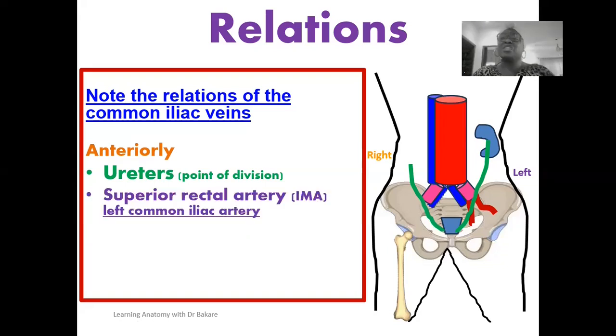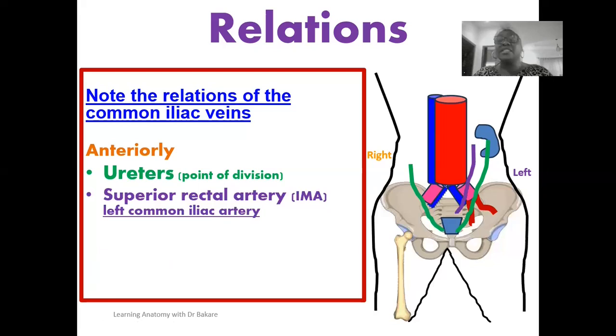Then another structure that is peculiar to the left common iliac artery is the superior rectal artery. We have the superior rectal artery here as an emergence from the inferior mesenteric artery. After it emerges, you see it descending down where it will be supplying the rectum. Along this course, it is related anteriorly to the left common iliac artery. This is not seen on the right side. This is distinct for just the left common iliac artery.